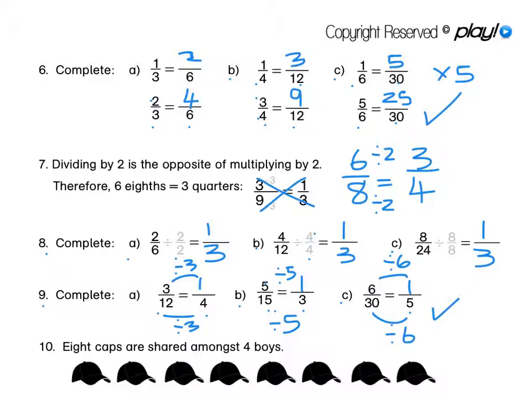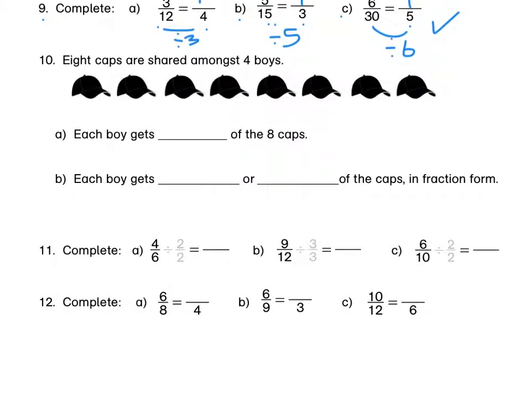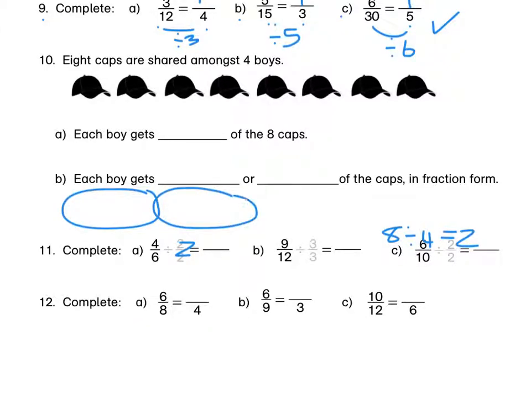Let's move on to 10. So 8 caps are shared equally amongst 4 boys. So if we say 8 divided by 4, we get 2. So each boy gets 2 of the caps. That's 1 boy, 2nd boy, 3rd boy, and 4th boy.